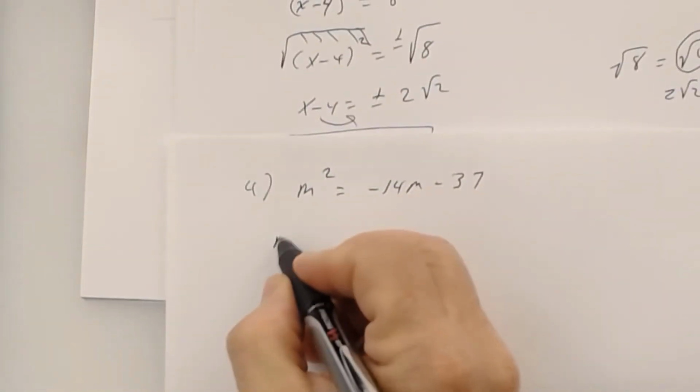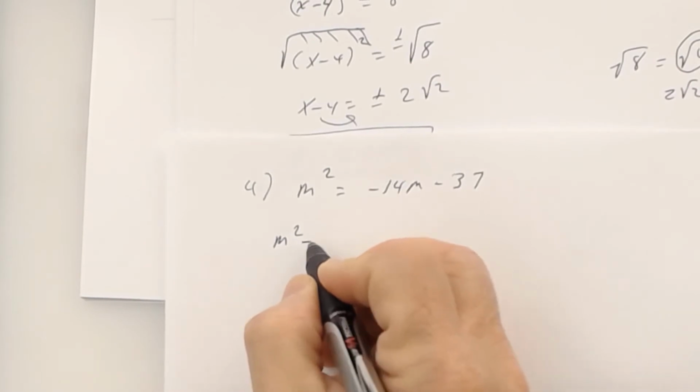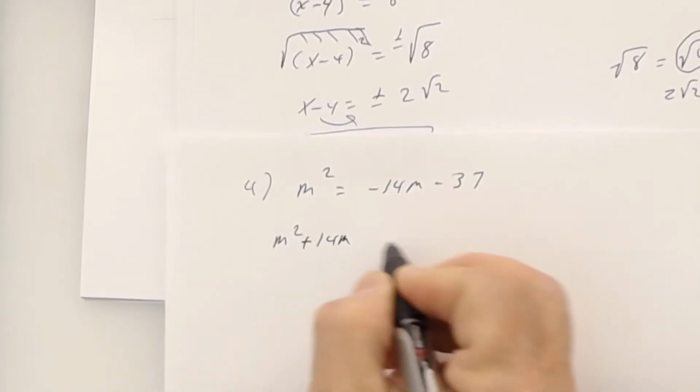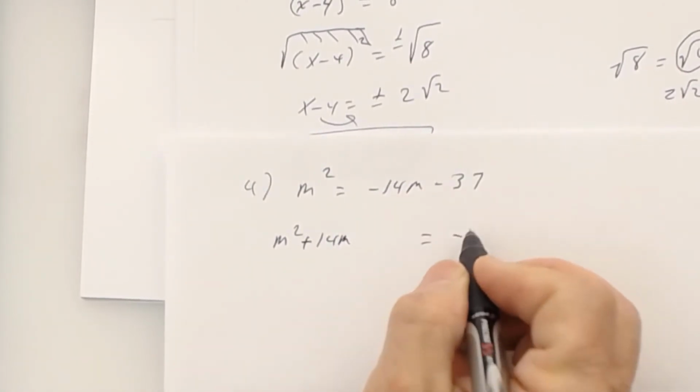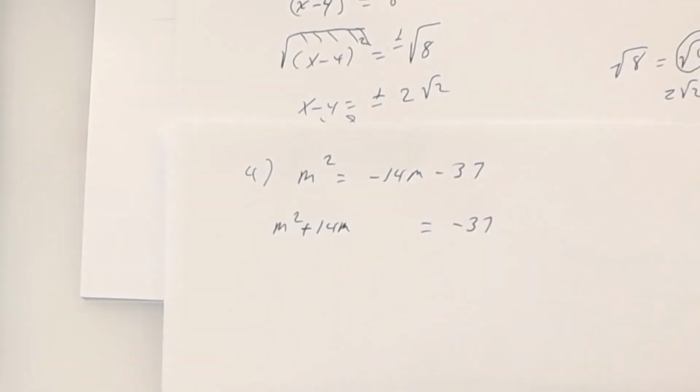Okay, so look at what you have and think about, if I want to do this by completing the square, what is it I've got to do first? I've got to bring the variables to one side. So I've got to add 14m to both sides. So I'm going to end up with m squared plus 14m, leave some space, and that's going to equal negative 37.